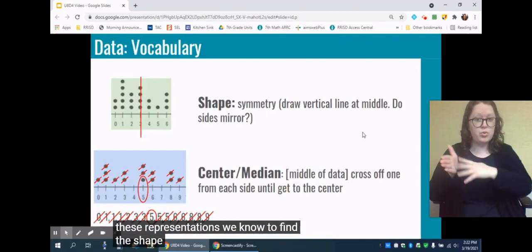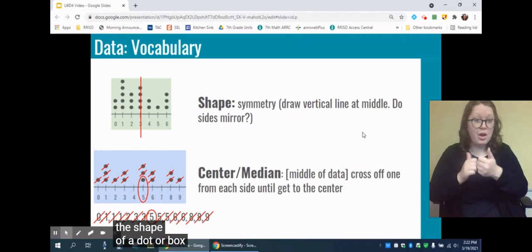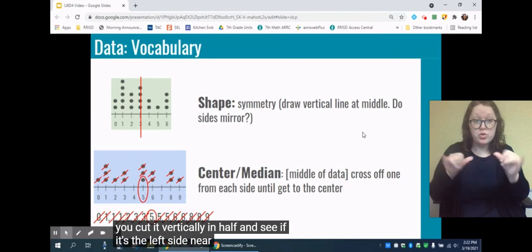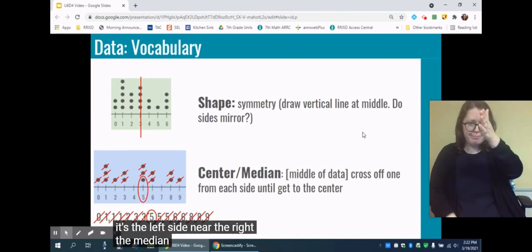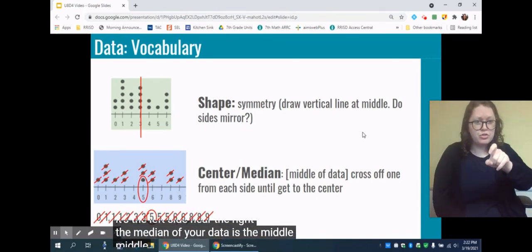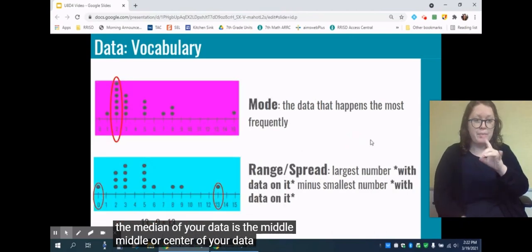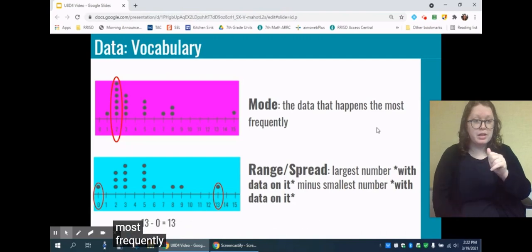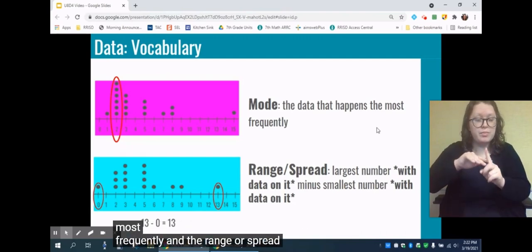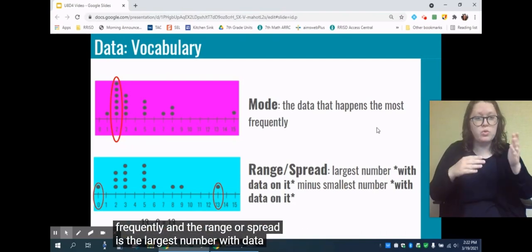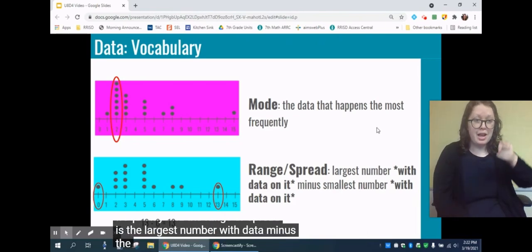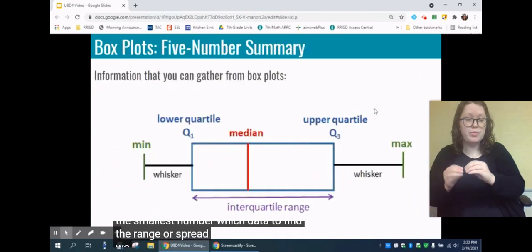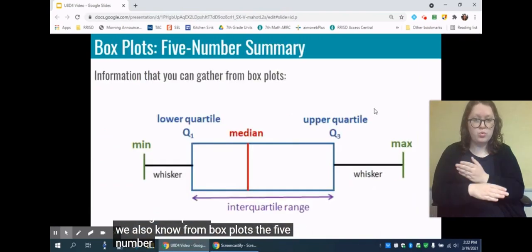We know to find the shape of a dot or box plot, for symmetry, you cut it vertically in half and see if the left side matches the right. The median of your data is the middle or center of your data. The mode is the data that happens the most frequently. And the range or spread is the largest number in the data minus the smallest number in the data. We also know from box plots the 5-number summary.